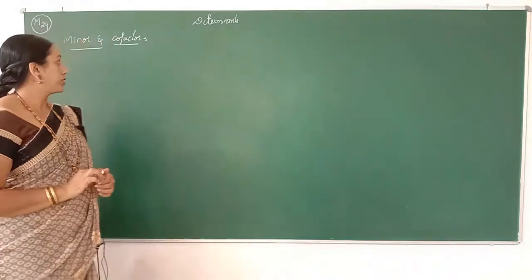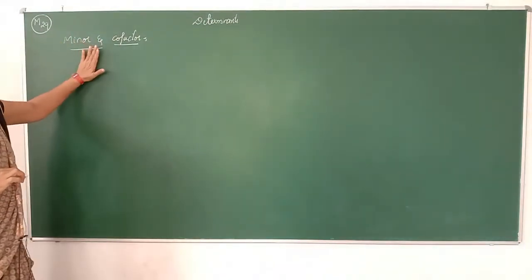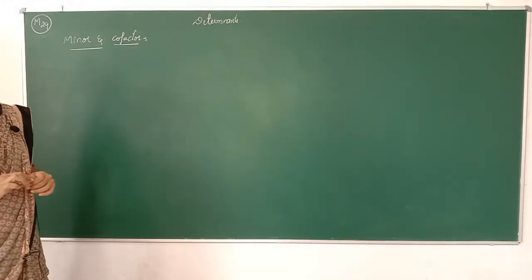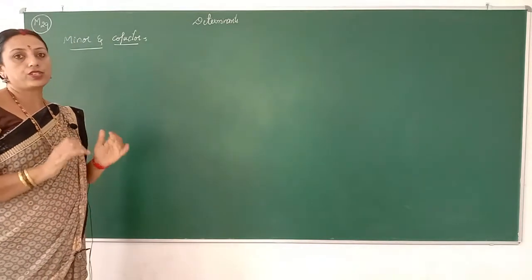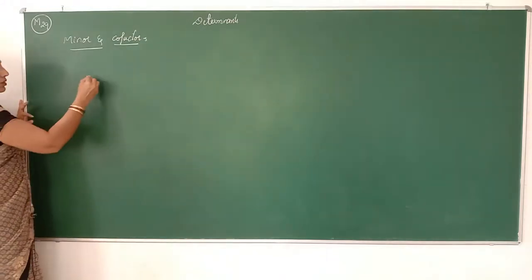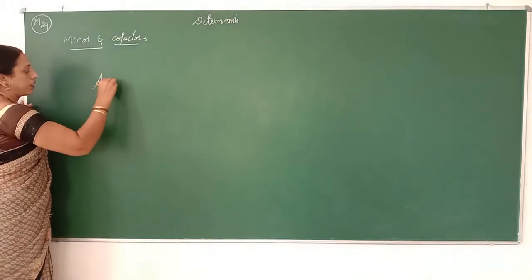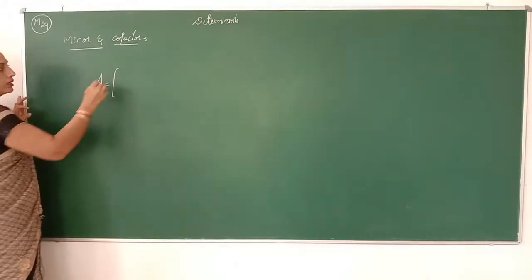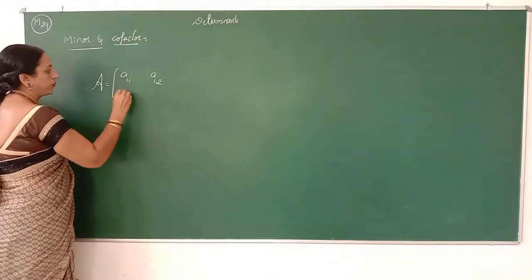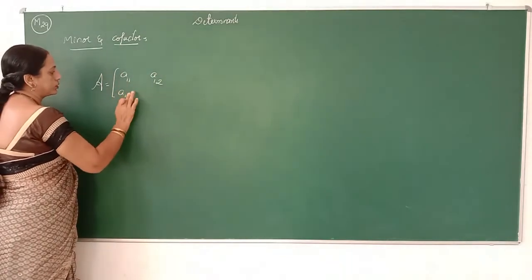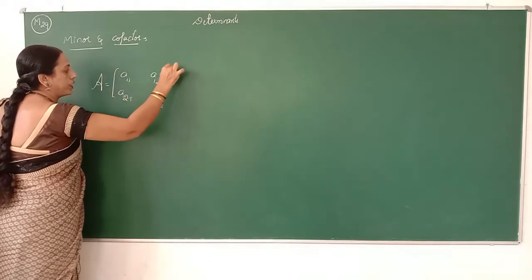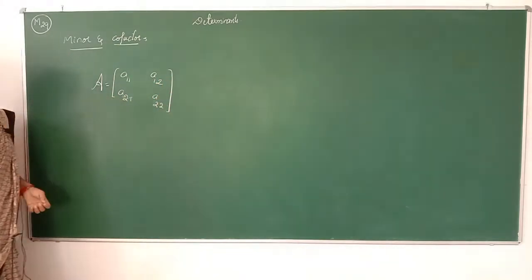Today we will discuss minors and cofactors of a determinant. First, the definitions or meaning of minor and cofactors. Generally, A is a square matrix. Elements of A can be written as A11, A12, A13, A21, A22. It's one of the 2 cross 2 matrices.